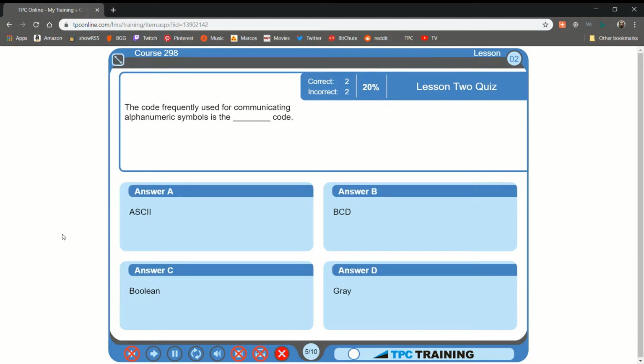The code frequently used for communicating alphanumeric symbols is the A, ASCII. That is correct. Often, a programmable controller receives information about the position of a sensing element from A, an actuator, B, an encoder. That is correct.